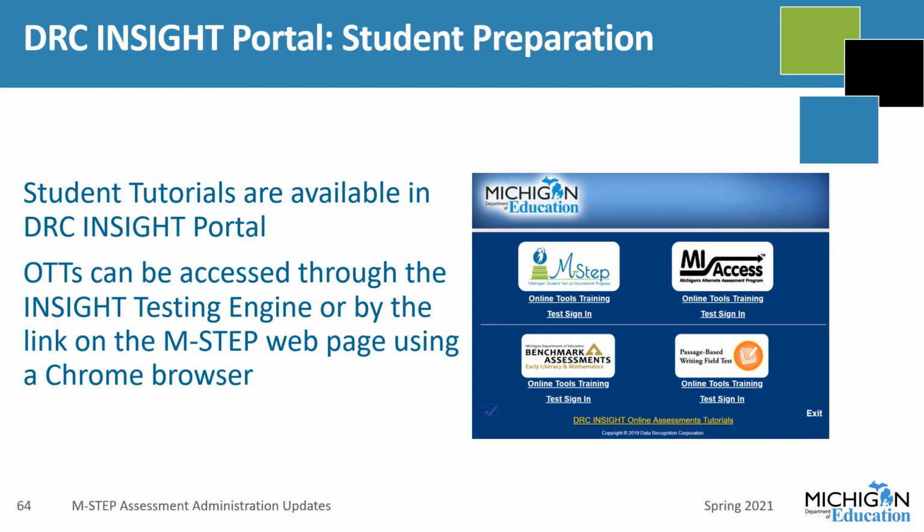You can also access them from the MSTEP webpage, as long as you use a Chrome browser. Go to the Parent Student Information section and select the link Online Practice for MSTEP ELA, Math, Science, and Social Studies. The page that opens has a link to the OTTs in the top portion of the page.